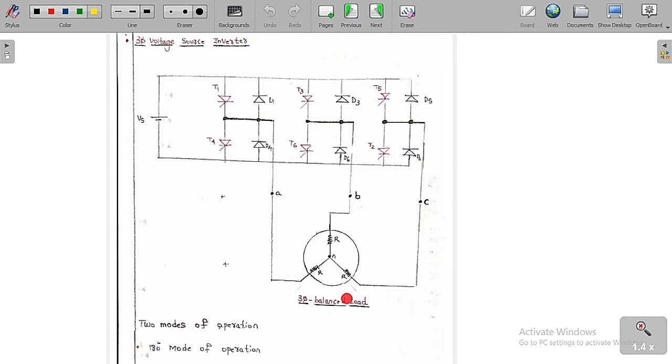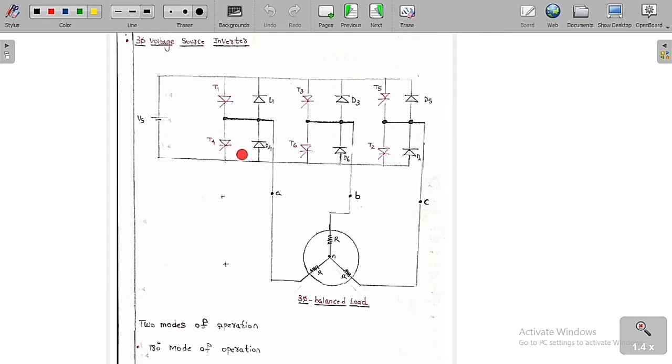So here we are going to connect a three-phase balanced load. Balanced load means all the impedances are of the same value, R. They are connected in a star fashion. These are the points A, B, C, and from this we have connected a three-phase balanced load in a star manner, and this point is the neutral N. So this is T1, T2, T3, T4, T5 and T6.